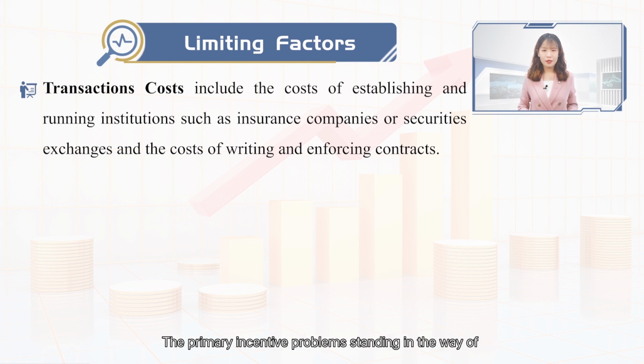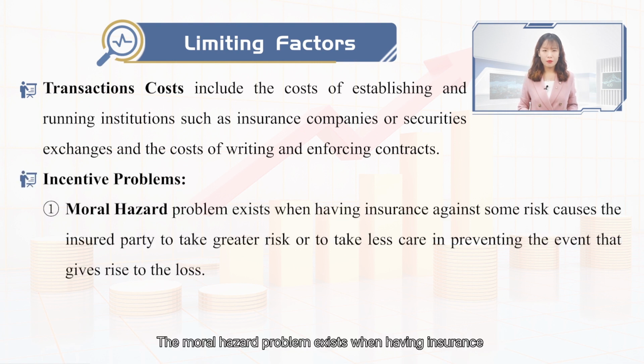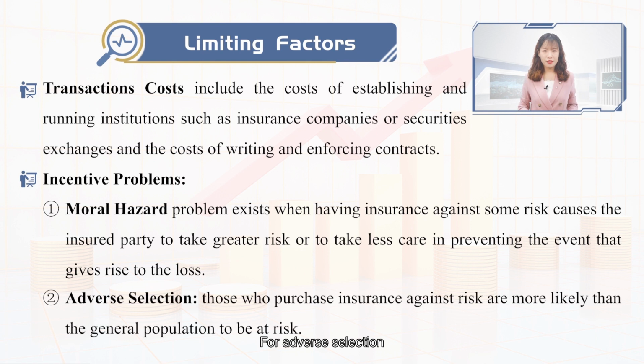The primary incentive problems standing in the way of the development of institutions for efficient risk sharing are moral hazard and adverse selection. The moral hazard problem exists when having insurance against some risk causes the insured party to take greater risk or to take less care in preventing the event that gives rise to the loss. For adverse selection, those who purchase insurance against risk are more likely than the general population to be at risk.